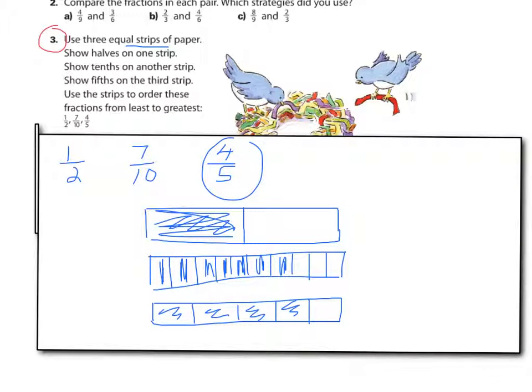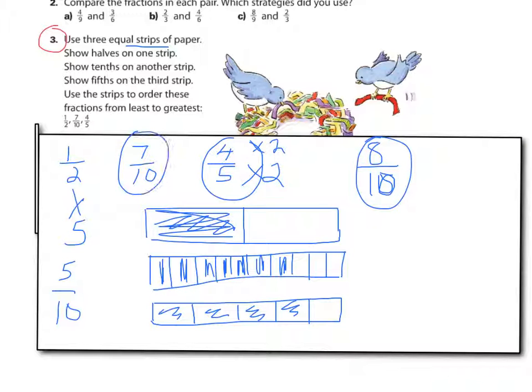I could use equivalent fractions to help me check this too, because I could make all of these out of tenths. If I multiply by 5 here, I can make it out of tenths. If I multiply by 2 here, I can make it out of 10. So 1/2, if I'm multiplying by 5 on both sides, that's going to be 5/10. 7/10 stays as it is. 4/5, I'm multiplying by 2 on both sides. 4 times 2 is 8. 5 times 2 is 10. So really we're looking at 8/10, 7/10, and 5/10, which works quite nicely.